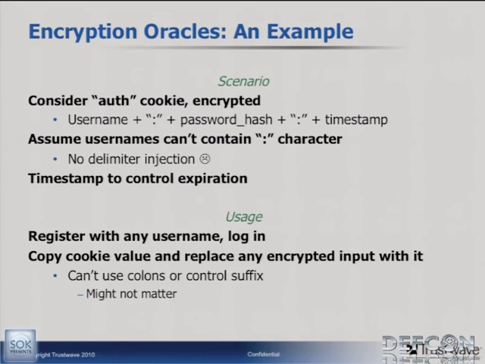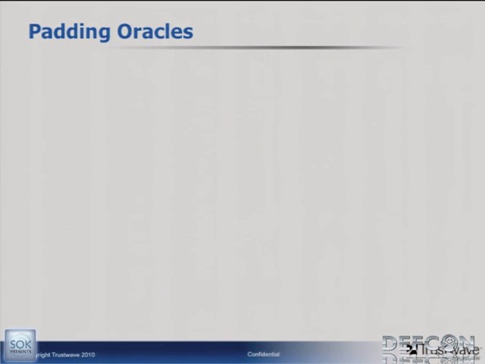The fact that we can't control the end is actually just fine for a lot of attacks. So that's interesting. We can register with some username and log in and take a look at that cookie, and we register with the username of whatever it is we want to encrypt. So groovy stuff there. I also wanted to mention padding oracles.